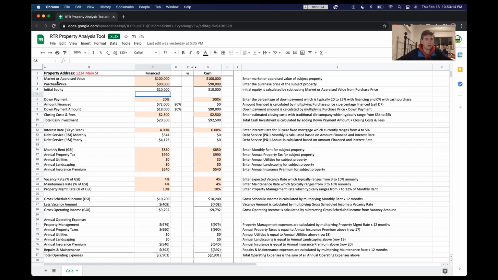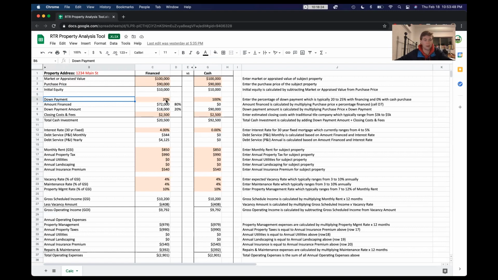So to start, we are going to look at our market or appraised value. This is basically what the property was listed for when we first saw it, but we actually offered $90,000 instead of a $100,000 asking price, and our purchase price is going to be $90,000. This is going to give us an initial equity of $10,000. So that's just $100,000 minus $90,000 equals $10,000 initial equity. Pretty cool stuff. So our down payment next is going to be 20%.